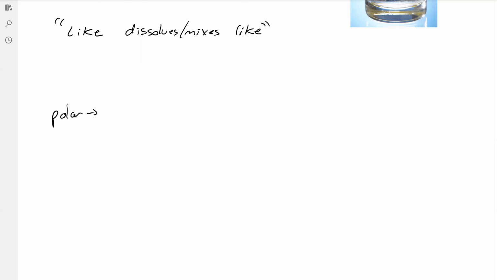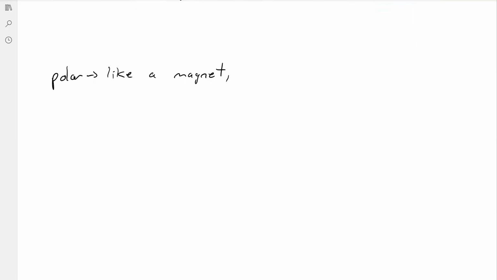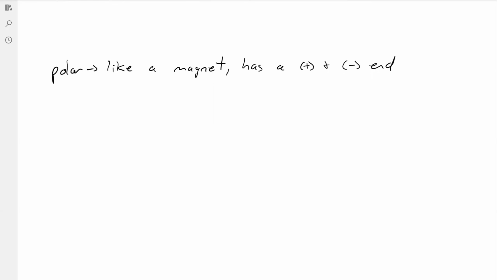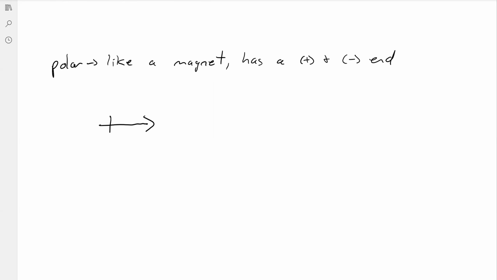So when we say polar, we kind of mean like a magnet. Right, think about a magnet. It's got a north and a south end, and they attract one another. Same thing with a polar molecule. It has a positive and a negative end. And we can signify that through what's known as a dipole arrow. So it looks something like this, where this end of this arrow is a little positive sign. That means that we have a partial positive charge. And then over here at the arrow head, that's the partial negative.